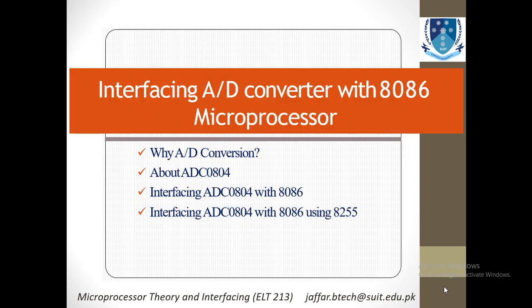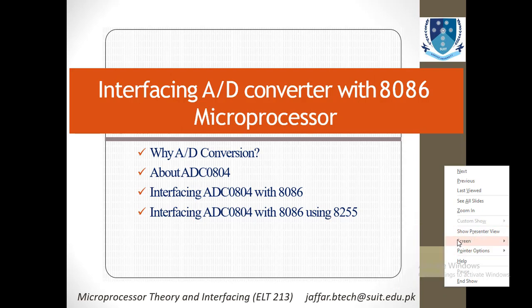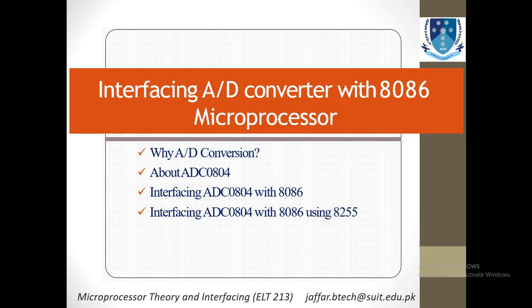So in today's class we are going to discuss the interfacing of the microprocessor, specifically the 8086 microprocessor, with the A to D converter. Before going to that, we will have a brief discussion on the things that are involved. We will start today's lecture with the introduction of the A to D converter. What is an A to D converter? After that we will discuss why this A to D conversion is used and why it is necessary for the operation of the microprocessor. After that we will discuss a specific IC that is an A to D converter, named ADC 0804.